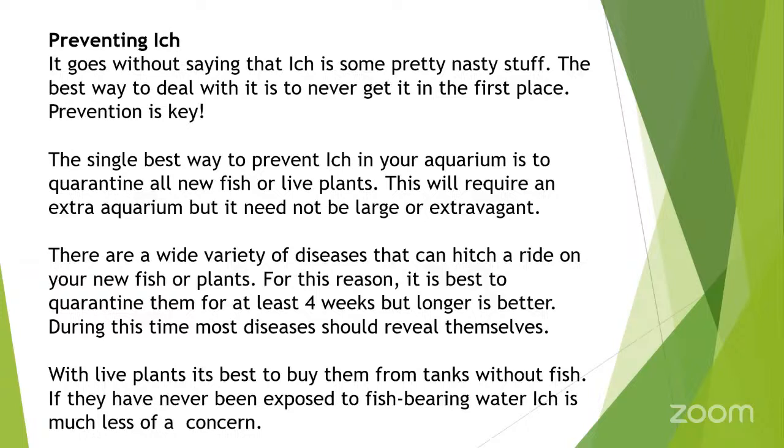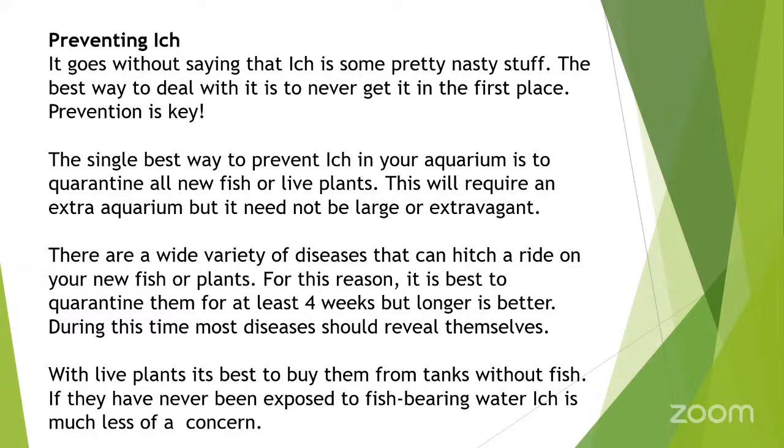The single best way to prevent Ich in our aquarium is to quarantine all new fish or live plants. This will require an extra aquarium, but it need not be large or extravagant. There are a wide variety of diseases that can hitch a ride on your new fish or plants. For this reason, it is best to quarantine them for at least 4 weeks, but longer is better. During this time, most diseases should reveal themselves.